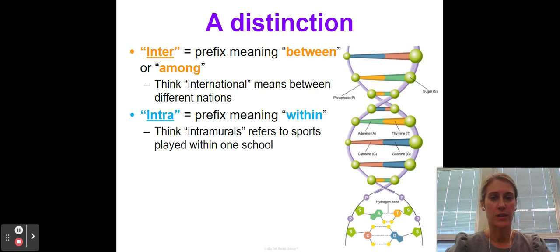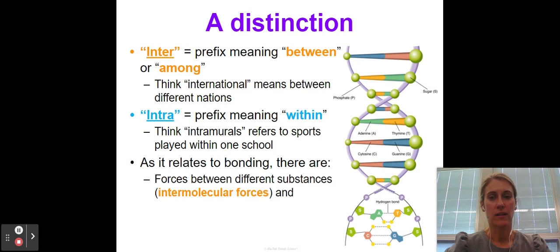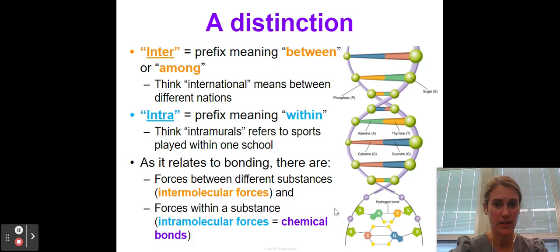Intramurals, for example, means sports played within one school. So as it relates to bonding, there are forces between different substances, intermolecular forces, such as hydrogen bonding here. It's between different substances. And then you have intramolecular forces, which are chemical bonds. So intramolecular forces are what we start with first. Those are the chemical bonds. And then we'll look at intermolecular forces in the last section of this unit.